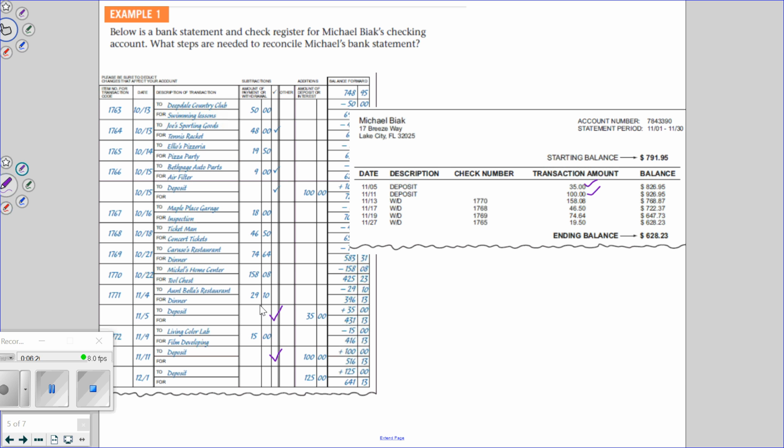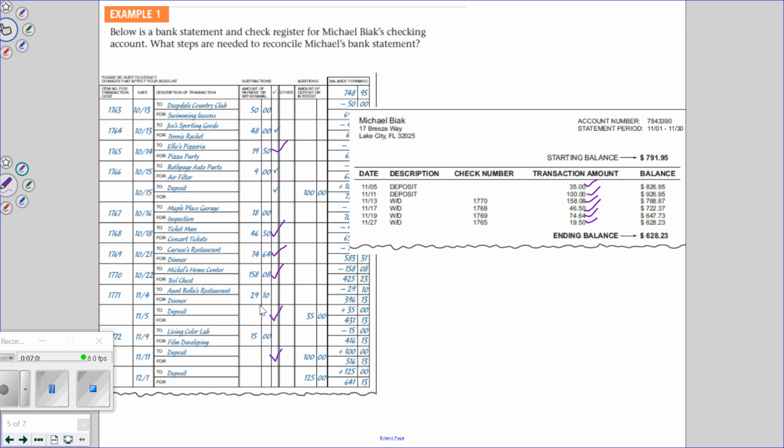And then notice we're in withdrawals, and apparently they were all checked because they all have check numbers next to them. So we have 158.08. Do you see a 158.08? Check that off. Then I have 46.50. All right, there it is. Check, check. 74.64. All right, check, check. And then 19.50. Oh, way up at the top there. Check. All right, so once you've checked off everything on that bank statement, then we have to go through and see what's missing.